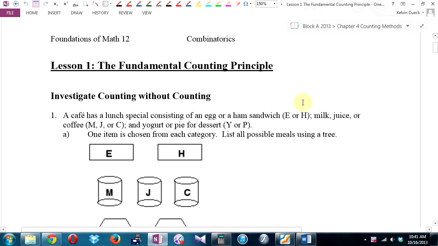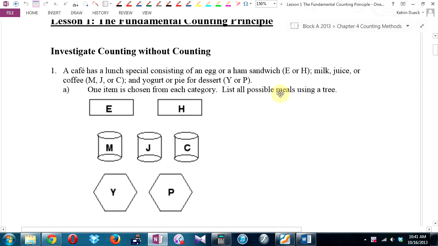So lesson 1, the fundamental counting principle. There should be thunderous echoing and rolling because it's fundamental. We want to investigate counting without actually counting. And we want to do it without people talking. Shh. Thank you.